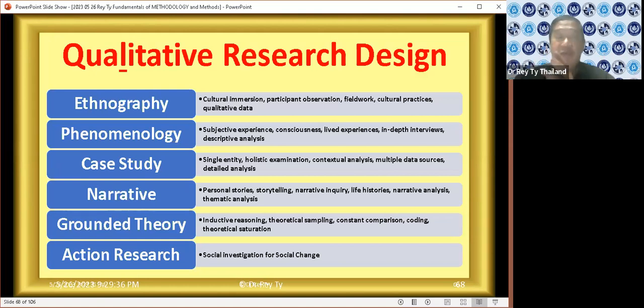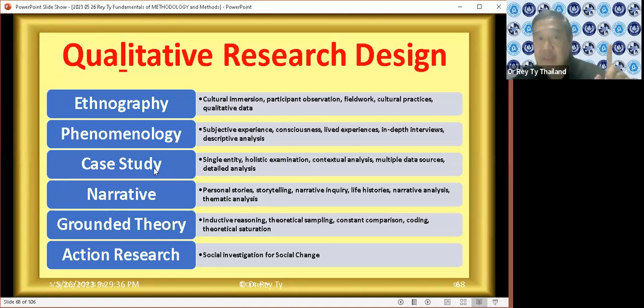But then the objectivist people, like those doing positivist research, say no, objectively in biology, you are a man or you are a white woman. You're not an African-American woman. You're not a woman, you are a man. So very different ways of doing research.